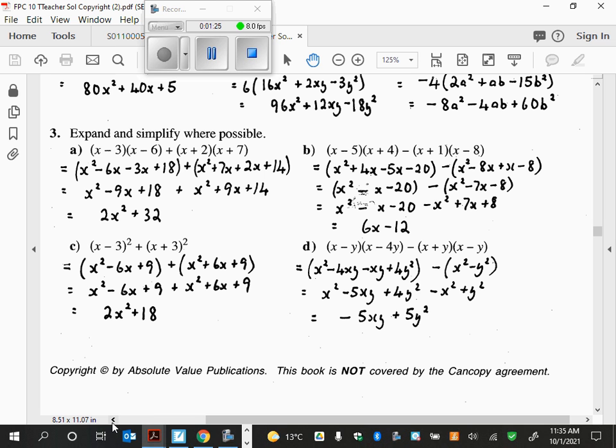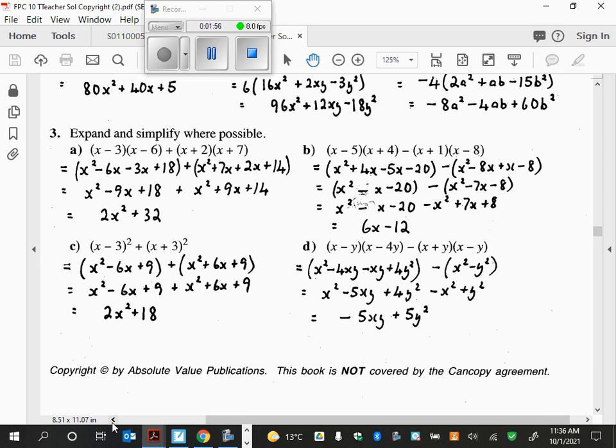What I want you to concentrate on in these questions, or 3A, is FOIL, and then collect like terms. You can't see anything right down here, that's okay. In B, there's a subtraction sign in the middle. Make sure you subtract the bracket, so you subtract the whole thing inside those brackets. All those things should change signs.